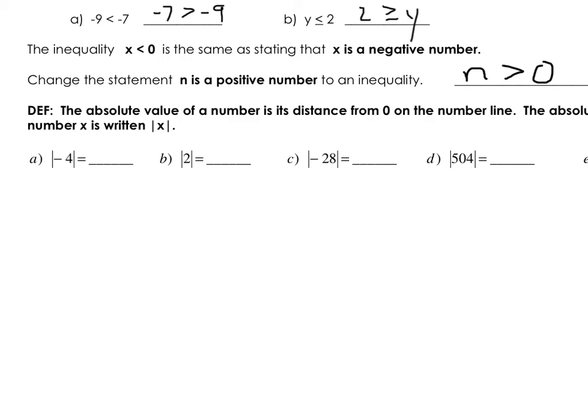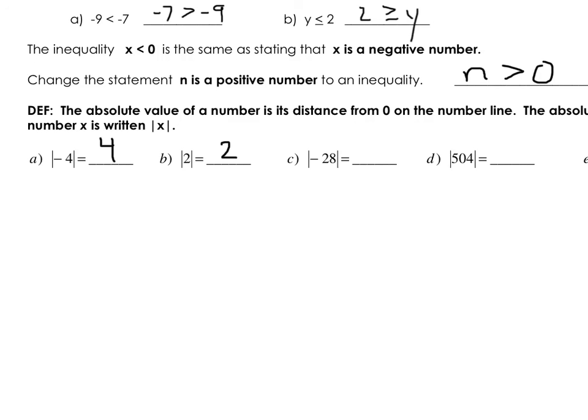The absolute value of a number is its distance from 0 on the number line. The absolute value of the number x is written as absolute value of x. You have two straight vertical lines on either side of x. So how far is negative 4 from 0? It is 4 units from 0. You don't care about whether it's positive or negative. 2 is 2 units away from 0. You can think of the absolute value as the magnitude of a number. How big is it, regardless of whether it's positive or negative?